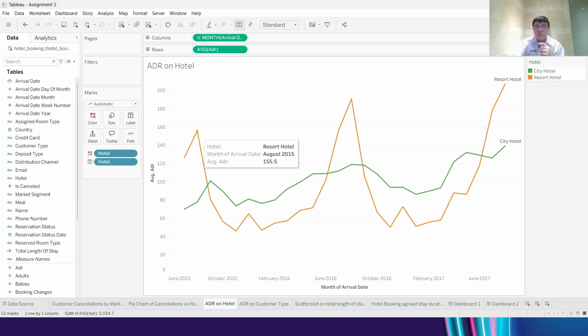After said peak, they fall off tremendously because they're no longer in demand, and there are no longer holidays for the customers to enjoy. Whereas the city hotel is on a steady climb, although not performing as well as the resort hotels at their peak. They are slowly increasing their ADR and potentially even rivaling the resort hotels at their peak in the near future.